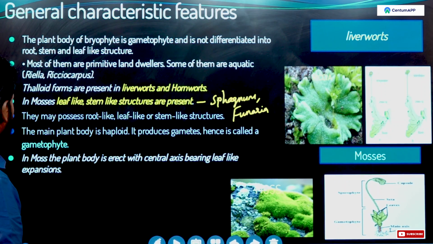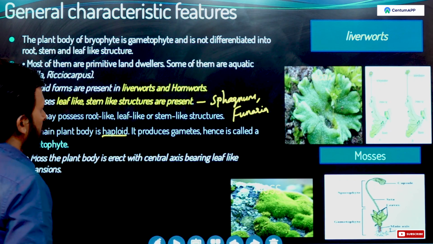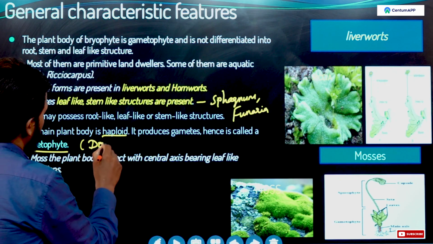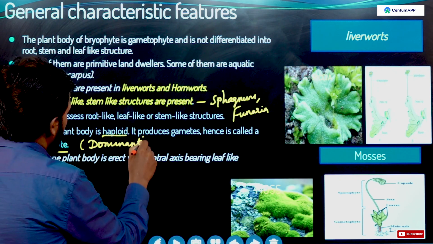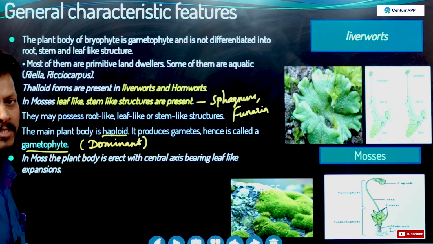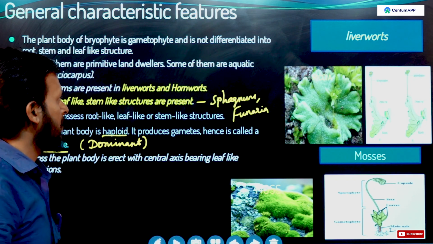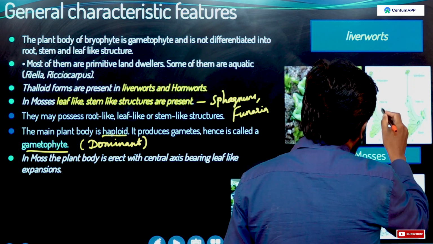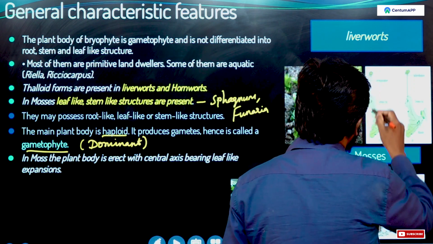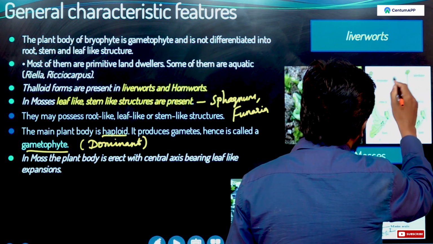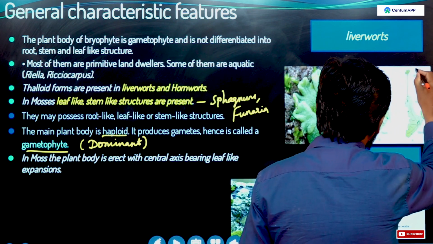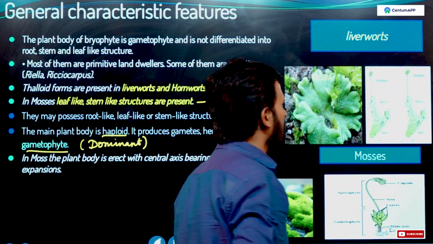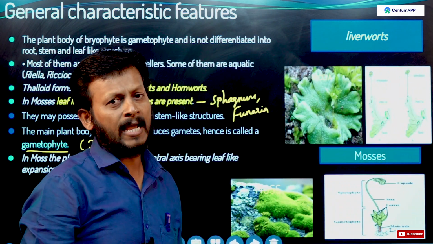The main plant body is haploid in nature. To produce the gametes, hence it is called the gametophyte. That is the dominant phase. Gametes are produced by the gametophyte, whether in liverworts like Marchantia, which produce body cells like gemma for vegetative reproduction, as well as archegonia and antheridia, that is antheridium, to form a zygote in nature, after that to form spores. That is the gametophytic generation.